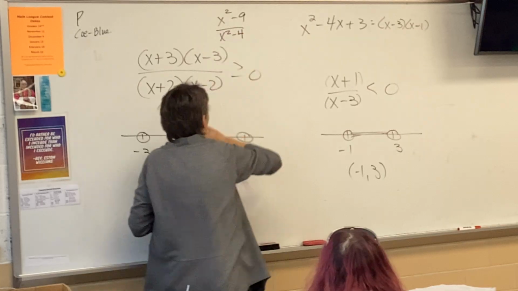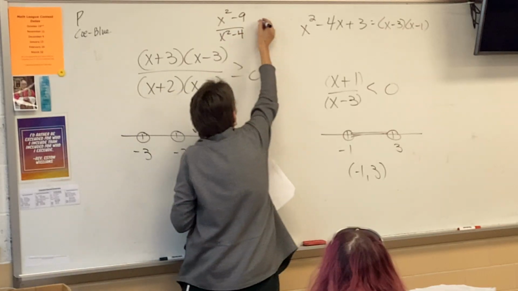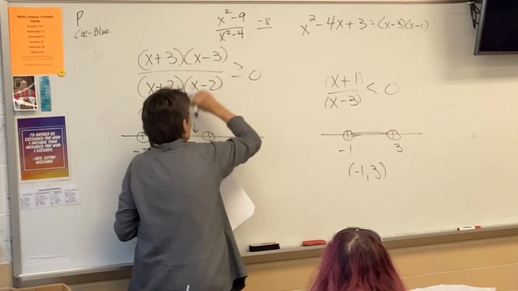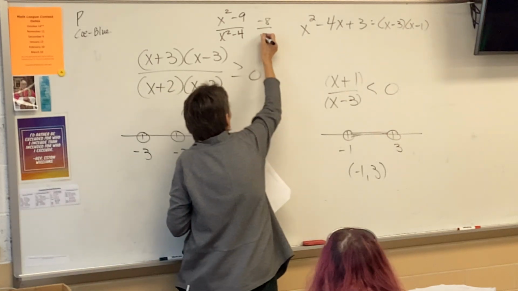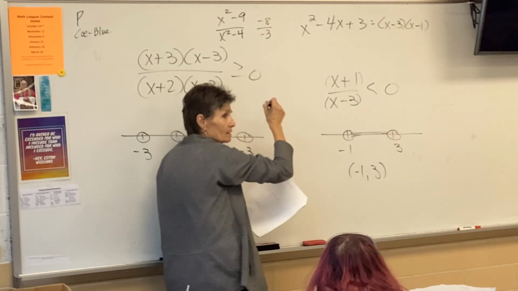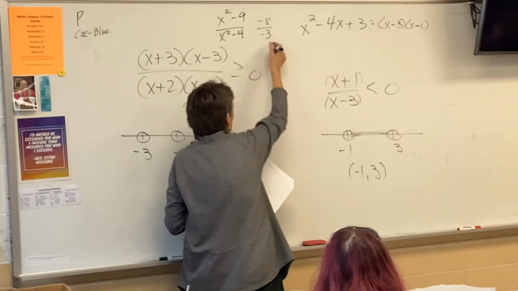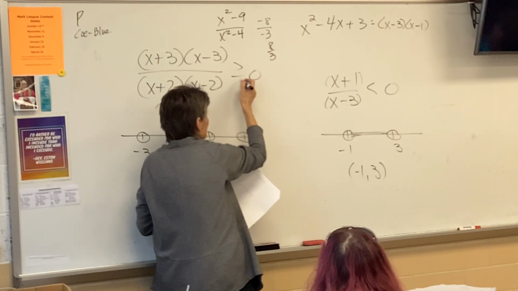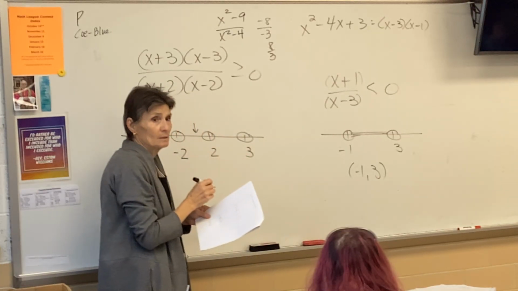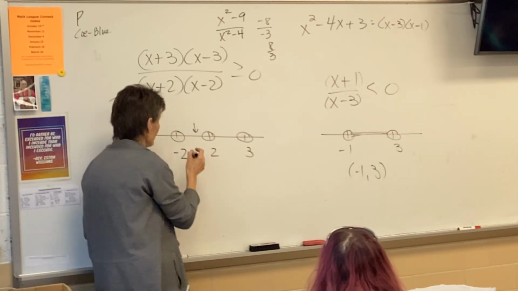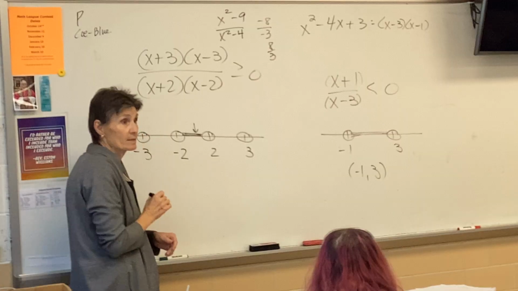What's 1 minus 9? Negative 8. And what's 1 minus 4? Negative 3. And a negative over a negative is gonna be a positive. Is a positive bigger than 0? Yes. So you're gonna shade where your number was.